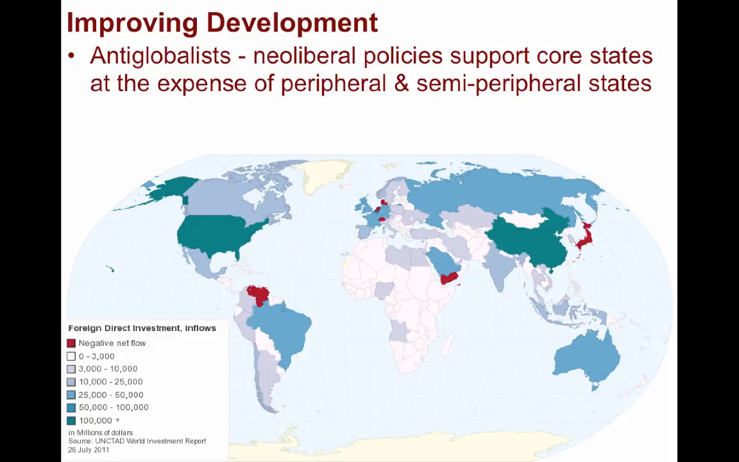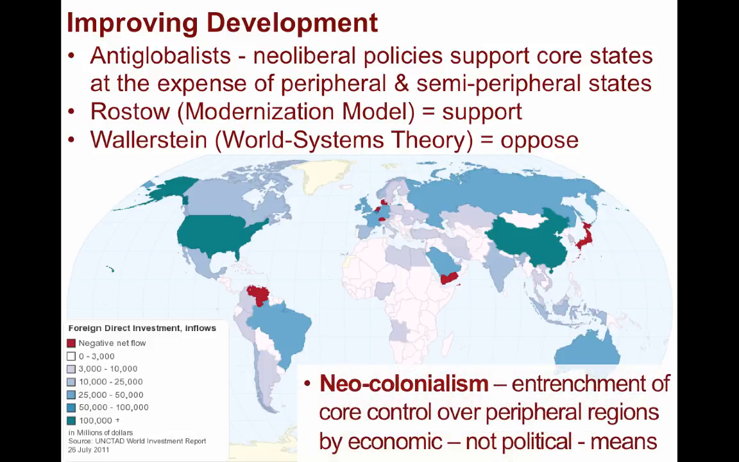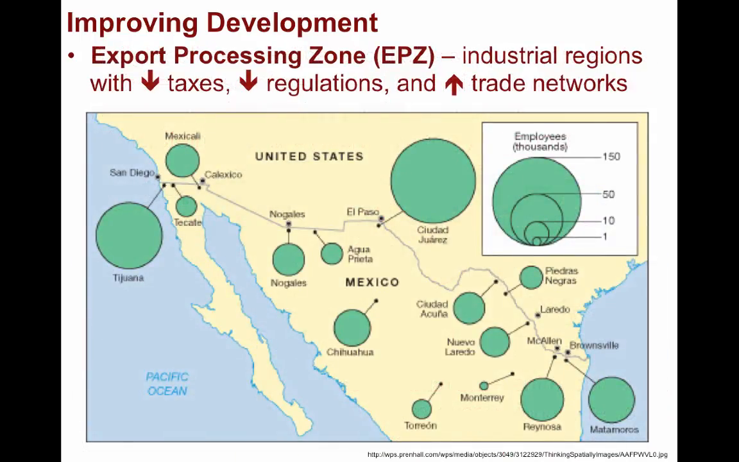Relating to economic theorists, Rostow would support these actions, whereas Wallerstein would oppose them. Recall that the world systems theory would consider this an act of neocolonialism, entrenching core control over peripheral regions by economic, not political, means. In order to attract new industries, many states have established export processing zones, or EPZs, where these areas experience lower taxes, fewer regulations, and a favorable trade network with other countries.